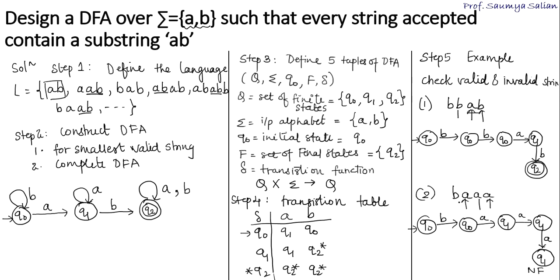So BAAA is an invalid string, and here at the end of the transition, last input A, I am reaching state Q1, which is a non-final state. So this justifies our DFA. It doesn't reach a final state for any invalid string. So this is how you should be completing your answers. You should be mentioning all 5 steps to get full marks in your exam.